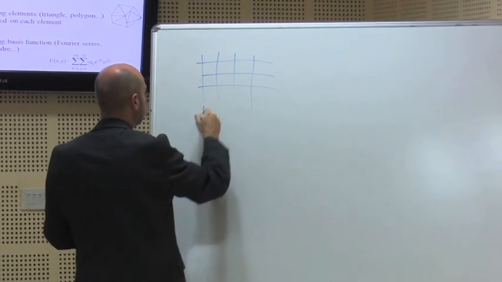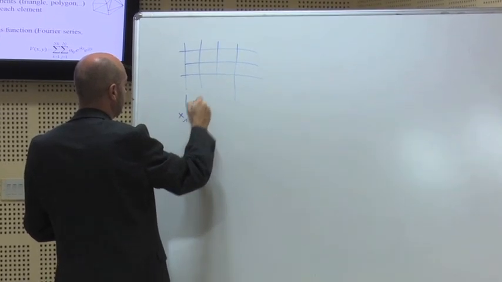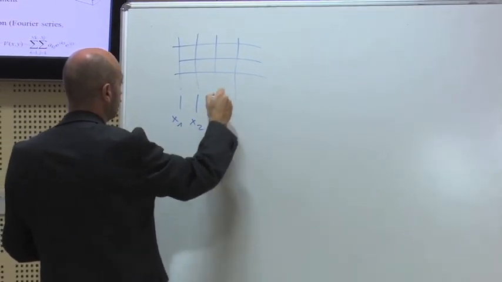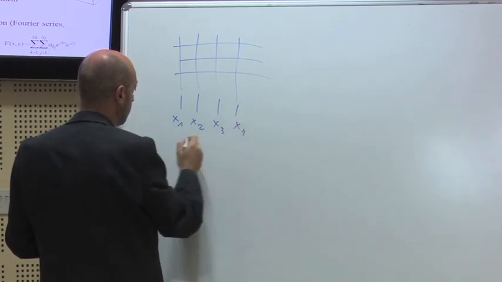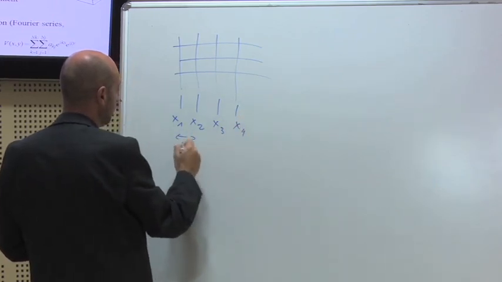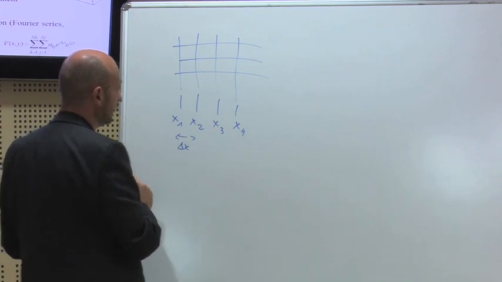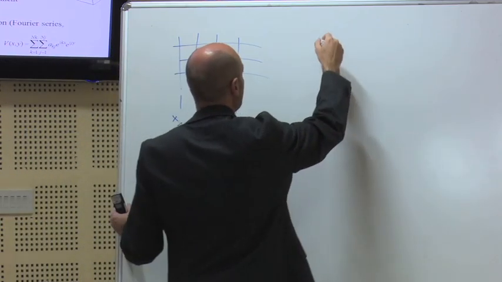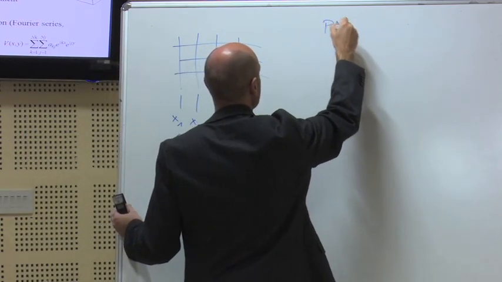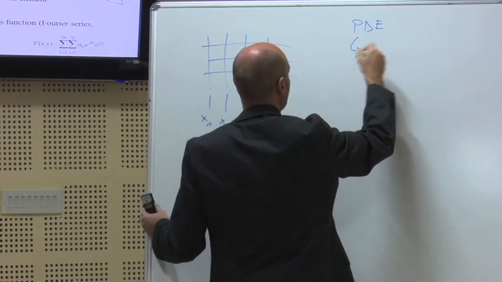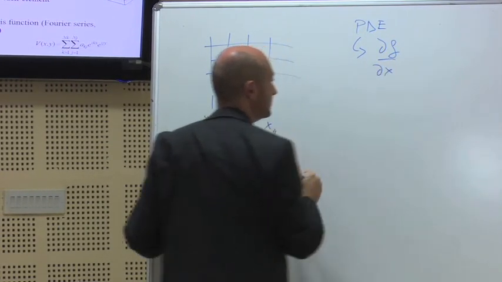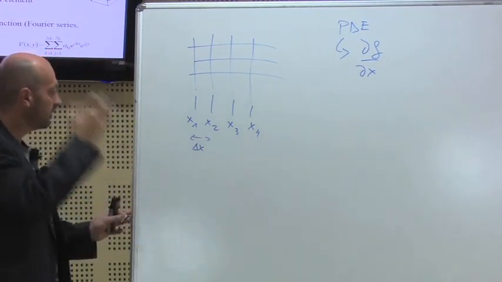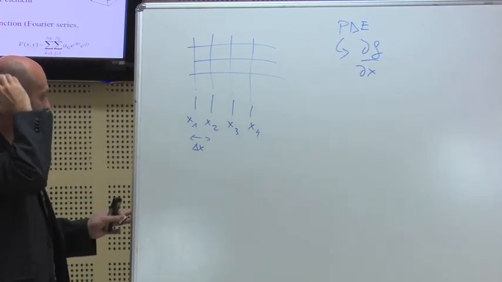Okay, so let's say that here you have x1, here you have x2, here you have x3, x4. So the distance between 2 points is delta x. And in the equation you have somewhere in your PDE, you have somewhere df by dx. Okay, somewhere you have a partial derivative over x.